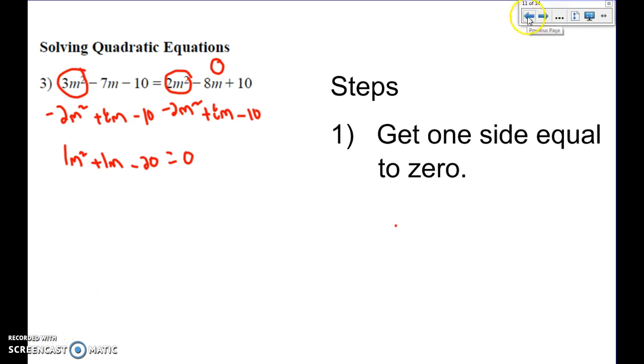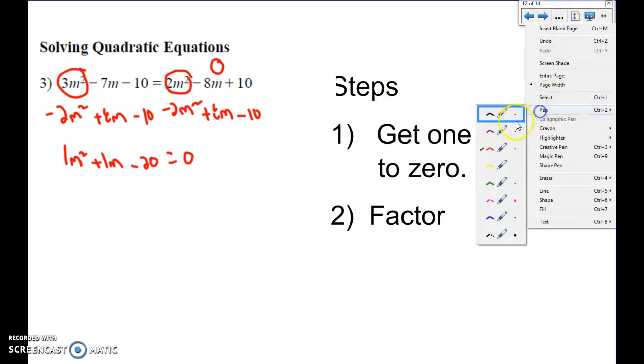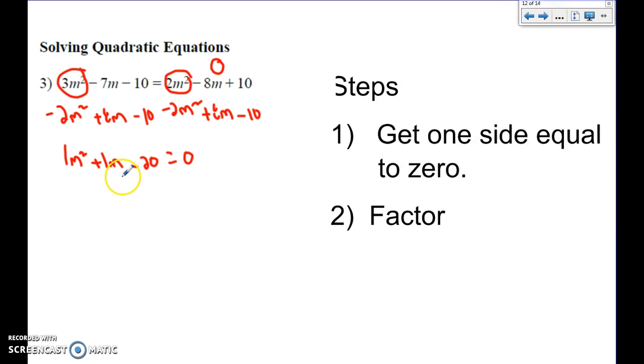So once I do that, once I get one side to be 0, my next step would be factoring. So I want to factor this quantity right here. Okay, so I want to figure out what that factors out to be. And we talked about the idea that we can multiply 1 times -20, and we're trying to find a product of -20, but a sum of 1. Well, that's going to probably be 5 and -4, which gets me a product of -20 and a sum of 1.